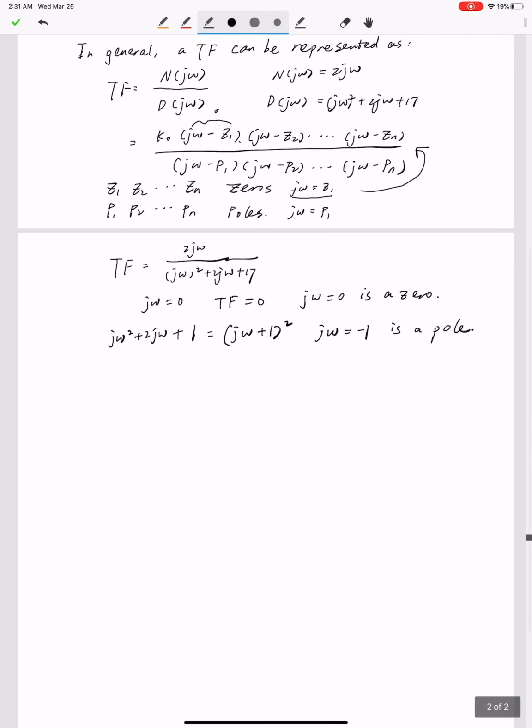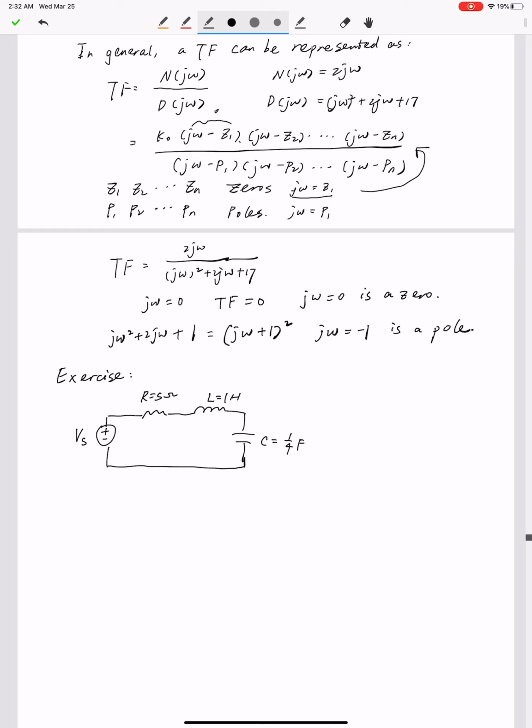Alright, so let's do an exercise to enhance the understanding of these two concepts. Let's say we have a circuit with a voltage supply, a resistor, an inductor, and a capacitor, and everything is connected in series. The resistance is 5 ohms, the inductance is 1 Henry, and the capacitance is 1/4 farad. Our goal is to find the transfer function of this circuit.